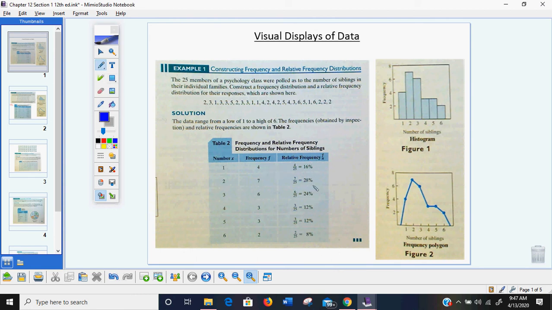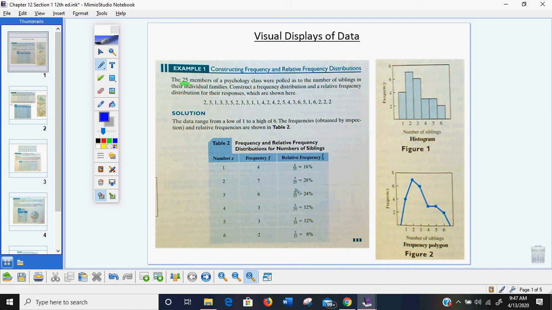So when you're doing the relative frequency, you need to remember that they polled 25 students. Okay, so we have 25 members here. They polled 25, that's our grand total. So you take the frequency over the total. 4 over 25, when you divide it out, gives you 0.16. Move the decimal twice to the right to get 16%.